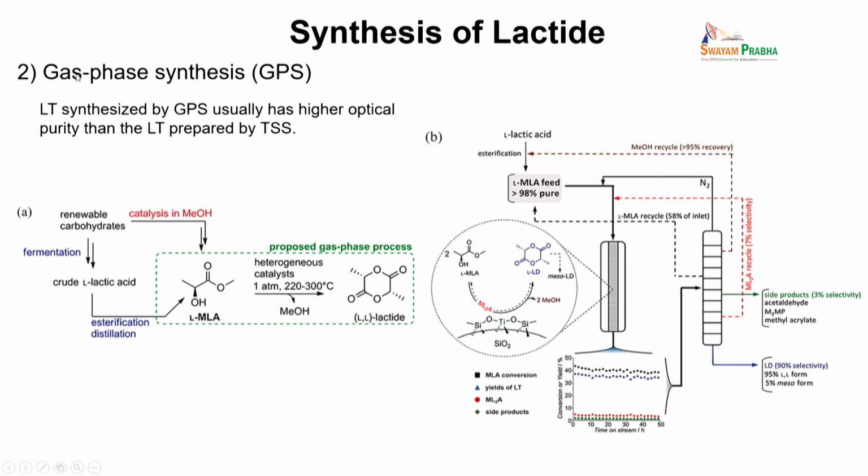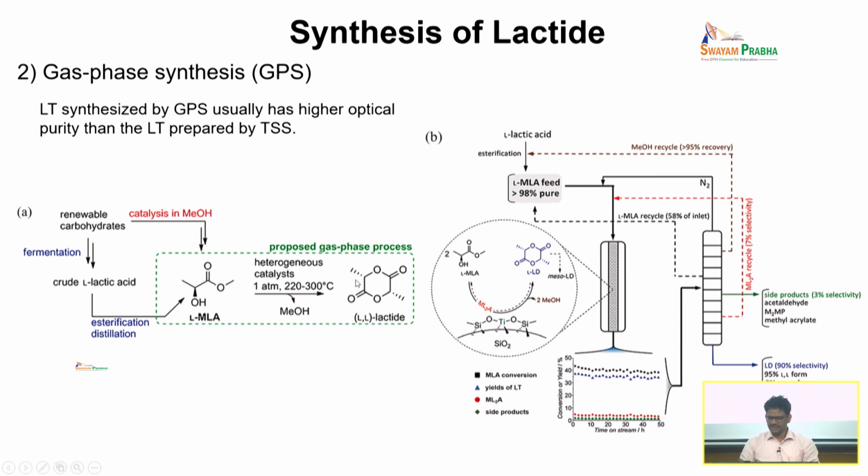The second is what is called gas phase synthesis. What we try to do here is take a renewable carbohydrate, ferment it, and get L-lactic acid, and here we esterify this lactic acid with methanol. We add methanol and create methylated lactic acid, and this is sent through a packed bed, a reactive packed bed, in which you choose a particular catalyst that will specifically form a dimer only. That means you are going to make only L-type lactide.